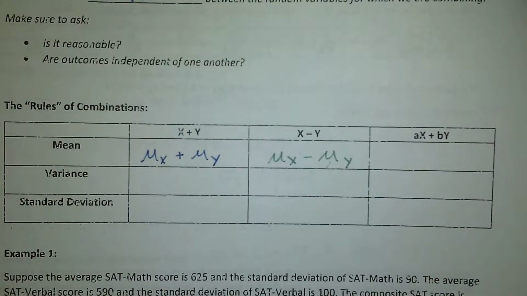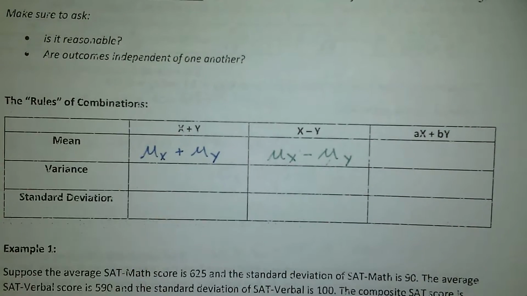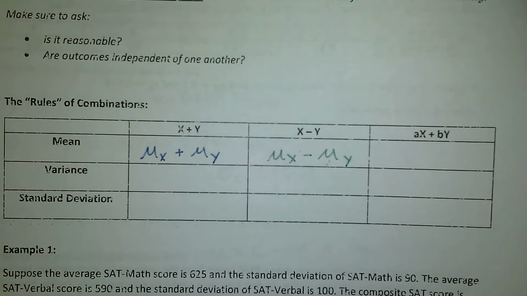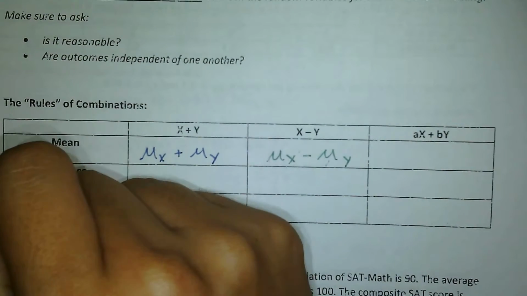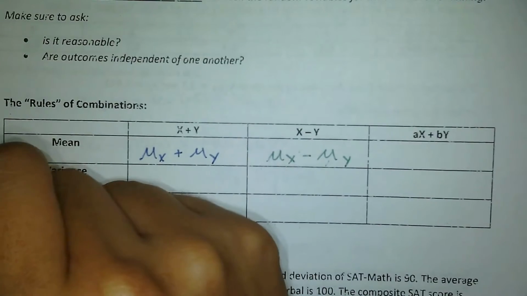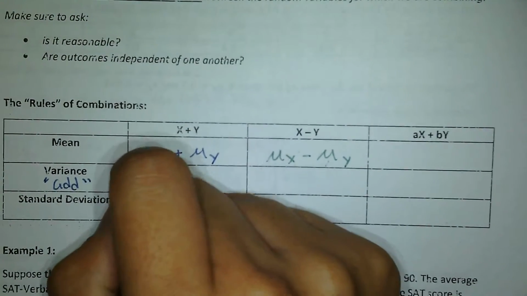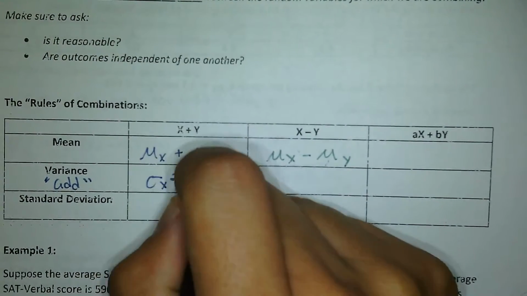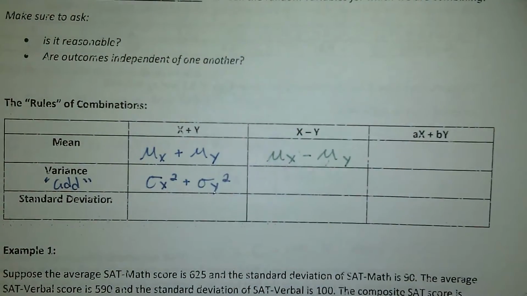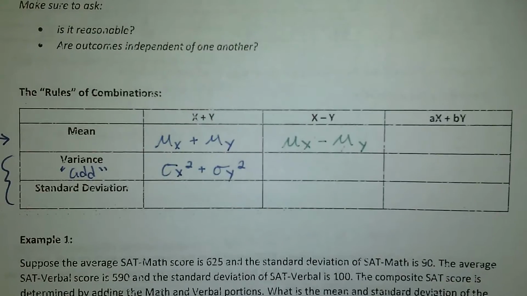Okay, and then here, now in order to combine the spreads, I'm taking the spread of the first distribution, I'm taking the spread of the other distribution. When we combine the variances, we can just add the variances. So that's going to look like this, sigma x squared plus sigma y squared. I can actually just add the variances together. Now, the standard deviation is where we falter. You cannot add the standard deviations.